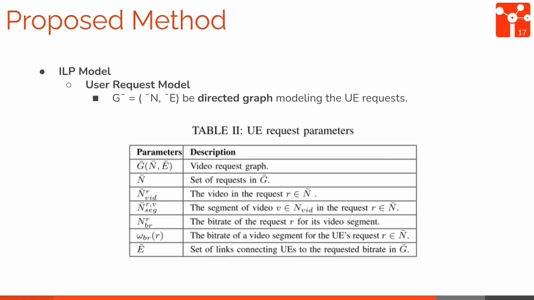Similarly, they use a directed graph to represent the user request model, where N is the union of user equipment and their requested bitrate of a specific video and segment, and E represents the virtual link between the user equipment and their requested bitrates. And apart from this, omega represents the bitrate of the given requested video segment by the user equipments.